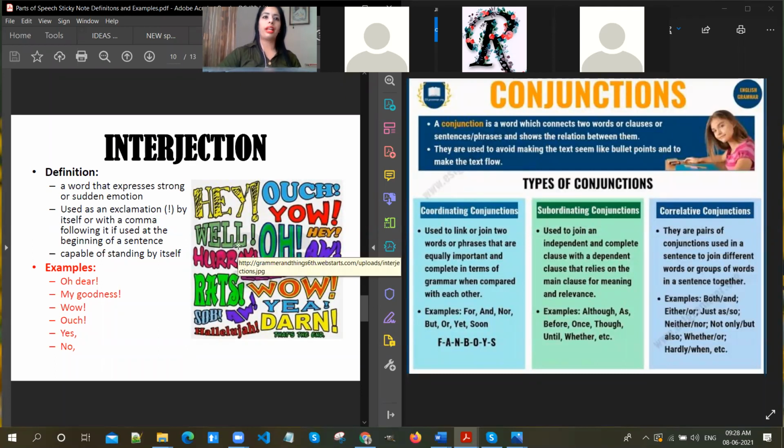When you don't say much more, just wow. So the word wow indicates that something good has happened, wow, right? Oh dear, my goodness, ouch, yes, no. If the examiner asks you a question, are you interested in sports? Yes, I am interested in sports. You answer immediately because you are very much interested. Indeed, I am very much interested in sports, right?